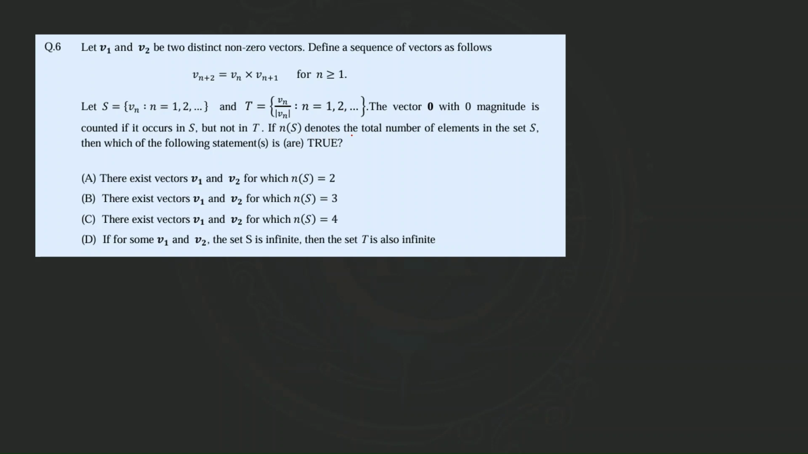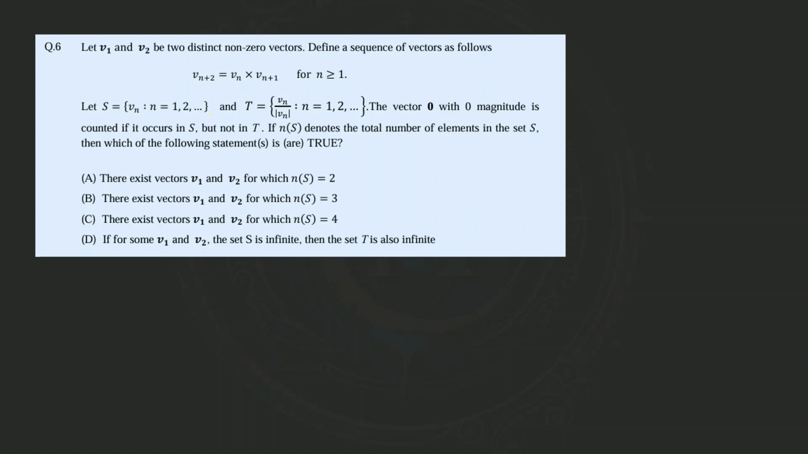If NS denotes the total number of elements in the set S, then which of the following statements are true? So option A is saying there exist vectors v1 and v2 for which n of S is equal to 2. That means in the set S, we have two elements. So can we imagine a situation for this case?